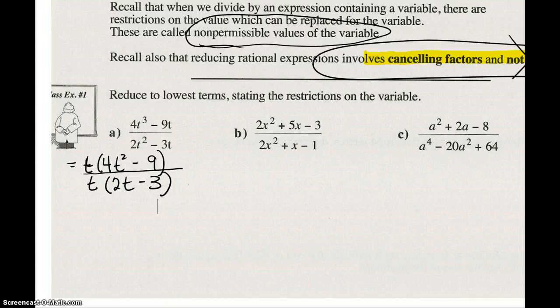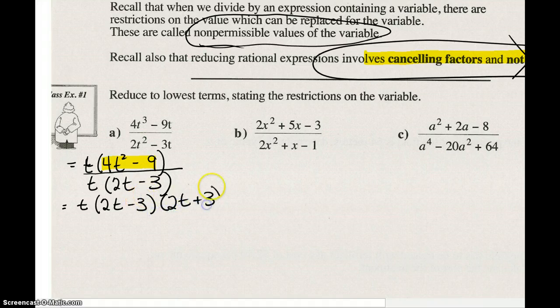We're not quite done though, because if you noticed in the top, in the numerator, we also have a difference of squares. So we want to simplify that as well. So I'll leave my t in front. I'll go ahead and go 2t minus 3, 2t plus 3. And along the bottom, we have a t and we have a 2t minus 3. So I haven't done anything to the denominator.